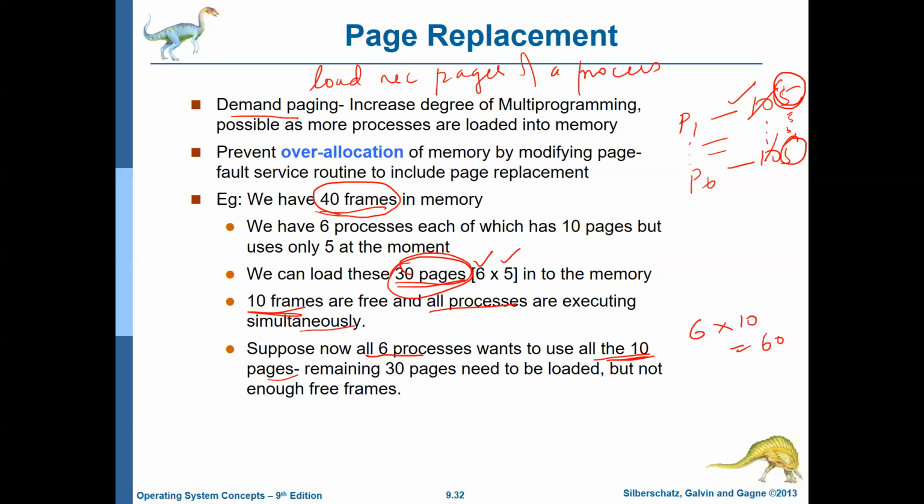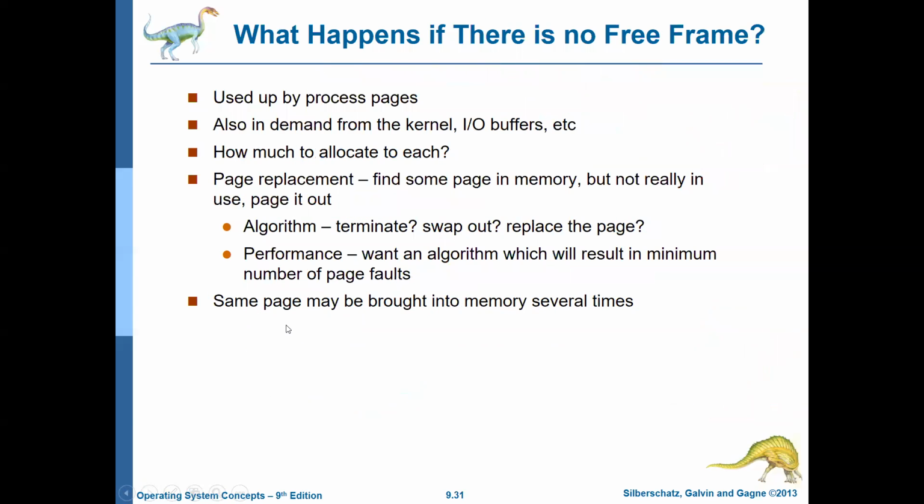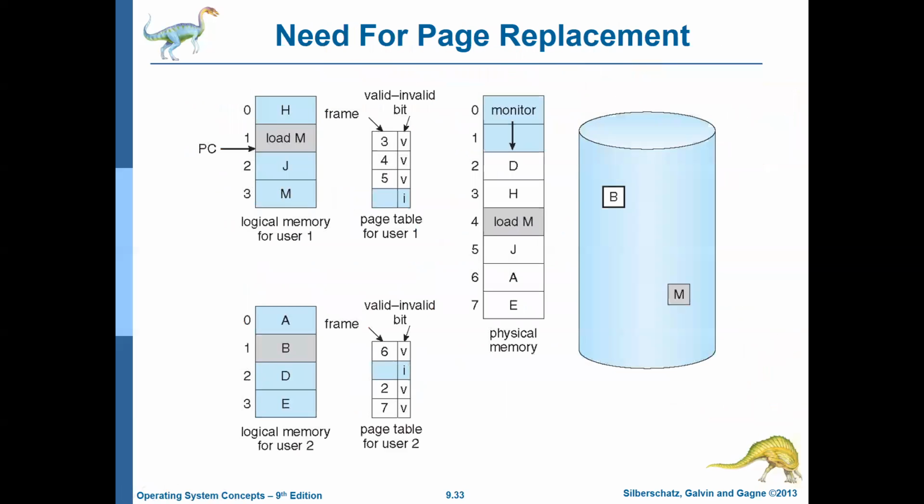So that means the remaining 30. Currently, we already have 30 in the memory. So of the total 60, the remaining 30 pages now have to be loaded into memory. The remaining 30 has to be loaded. But we do not have that many free frames. How much do we have? We have only 10 frames that are actually free. So that is why the question: what happens if there is no free frame? What can we do?